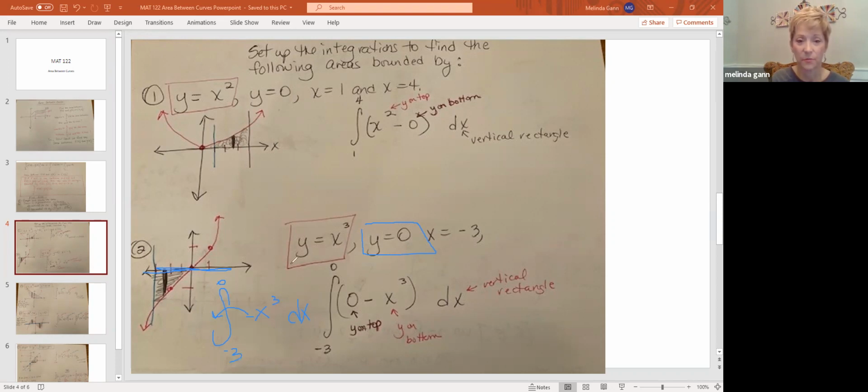So the integrations are simple. Okay, you just got to be careful when you're setting them up. All right, let's go look at a few more to make sure that we're clear.